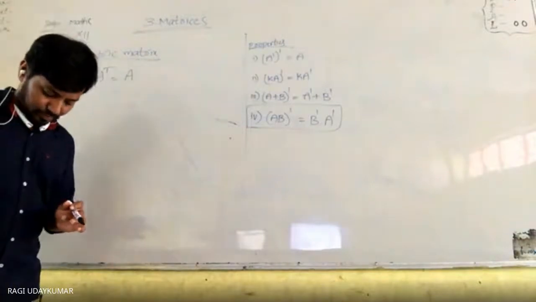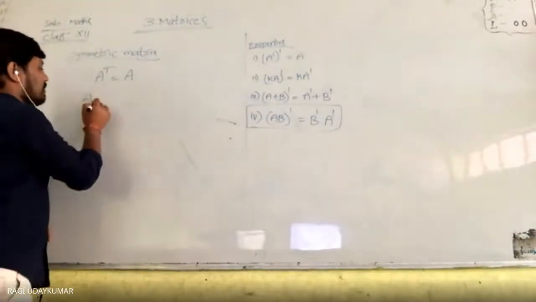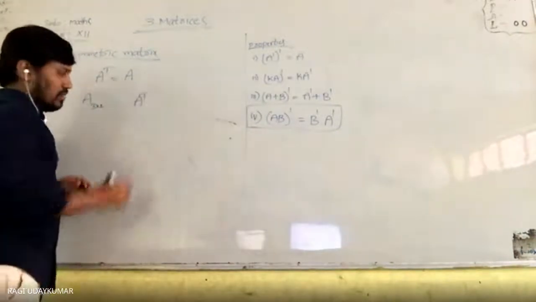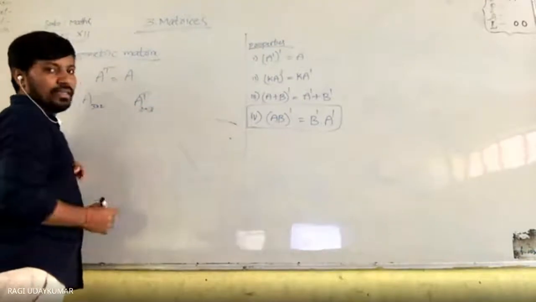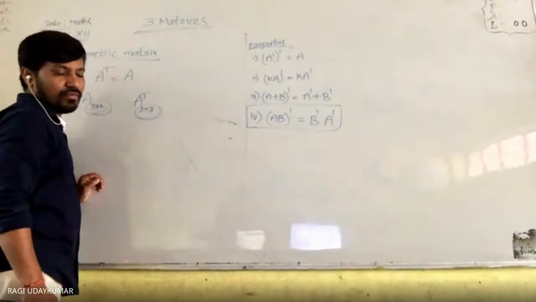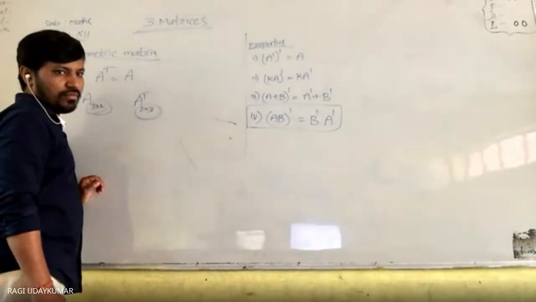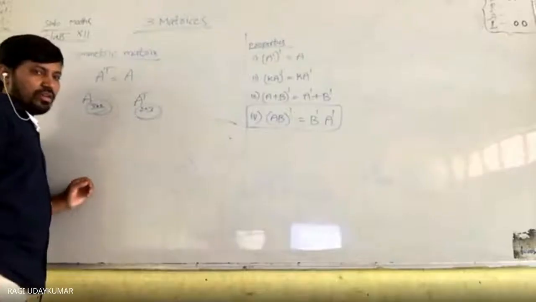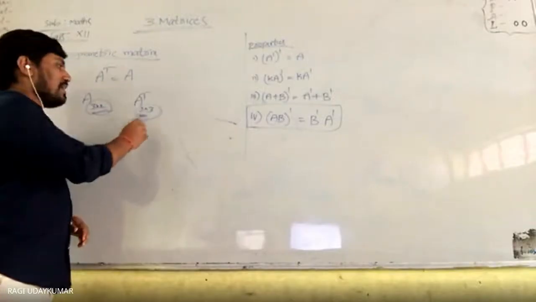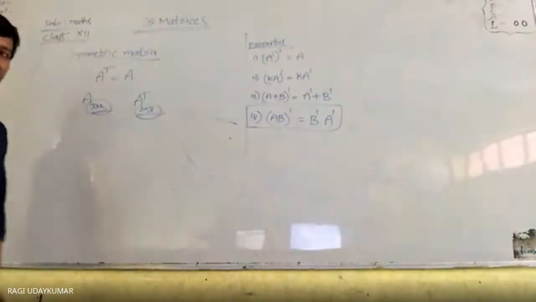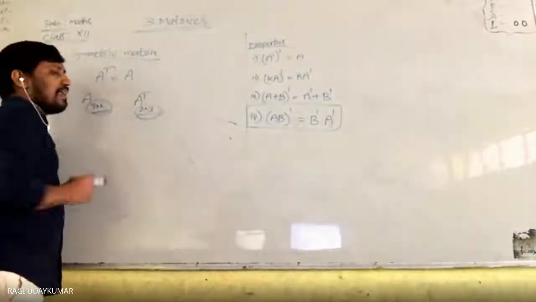So, A is of order 3 by 2. Then A transpose is of order 2 by 3. Can a 3 by 2 matrix be equal to a 2 by 3 matrix? Is there any chance of being equal? No, it is never possible. Any 3 by 2 matrix can never be equal to a 2 by 3 matrix. That's why this is a rectangular matrix.